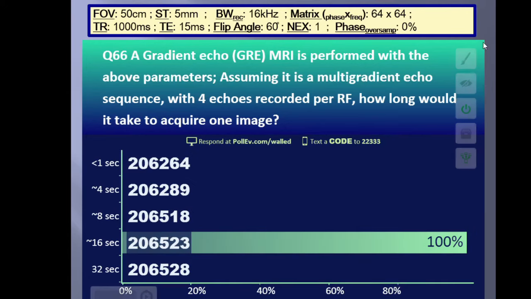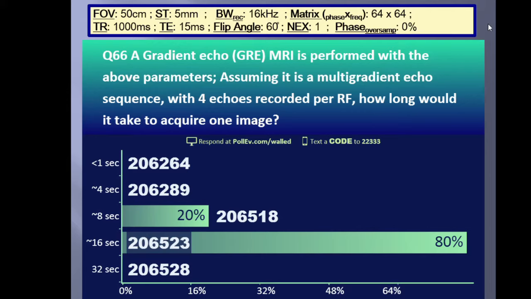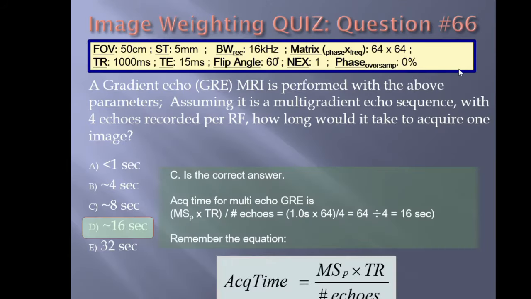Yes, 100% correct. Hey, wiseacre. Yes, it's about 16 seconds, right? So it's the number of phase encoding steps times the TR, which is 1,000 milliseconds, or 1 second, times 64, the matrix size in the phase direction, divided by the number of echoes per RF, which is 4. 64 divided by 4 is 16 seconds, exactly. And again, NEX is 1, don't forget that.